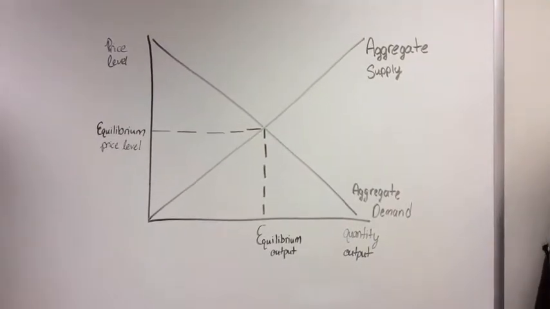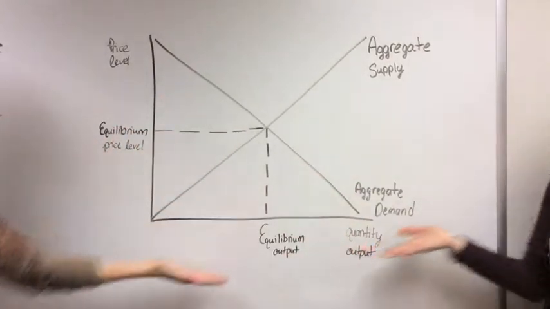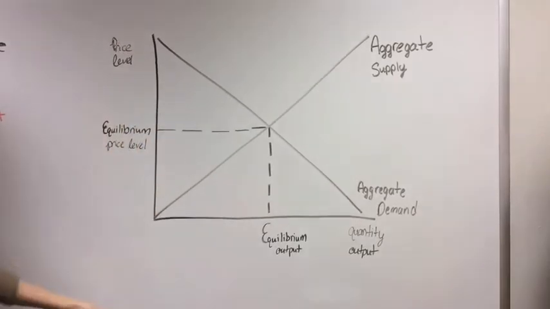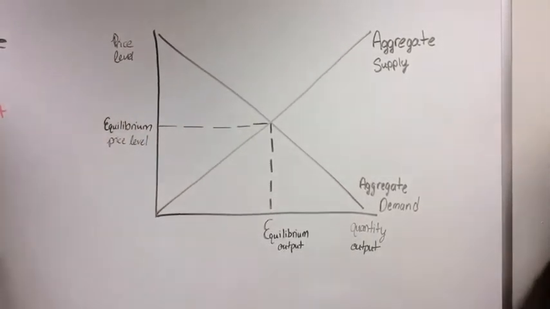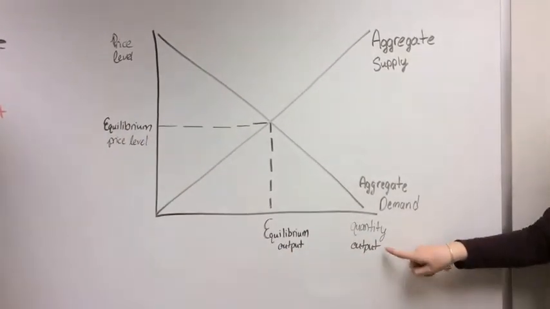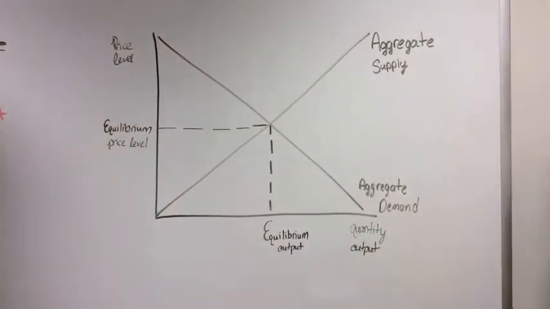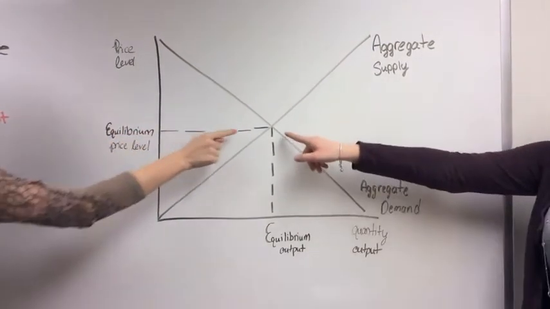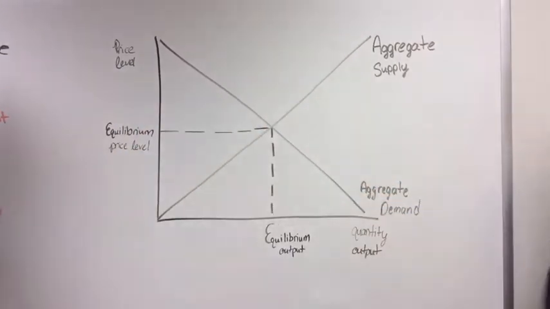As we know, economists use this model to determine economic fluctuations. On the vertical axis is the overall level of prices. On the horizontal axis is the economy's total output of goods and services. Output and price levels adjust to the point at which the aggregate supply and aggregate demand curves intersect.